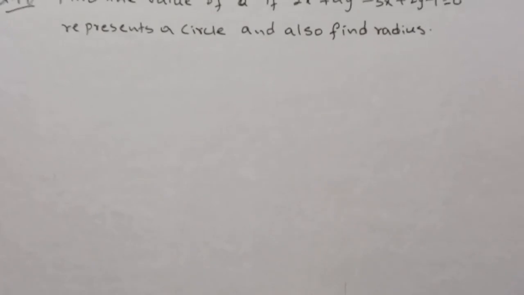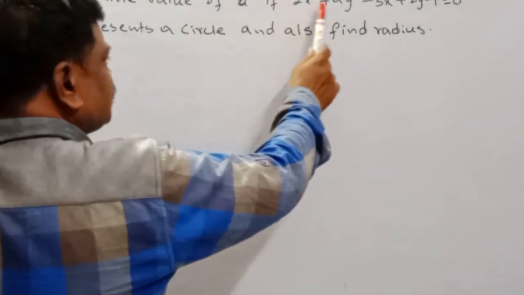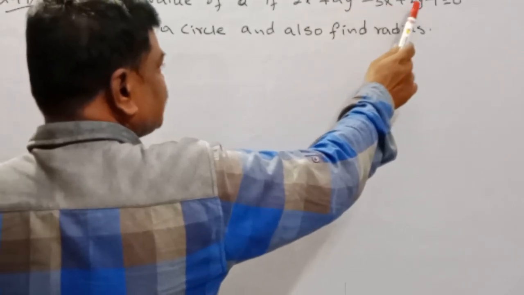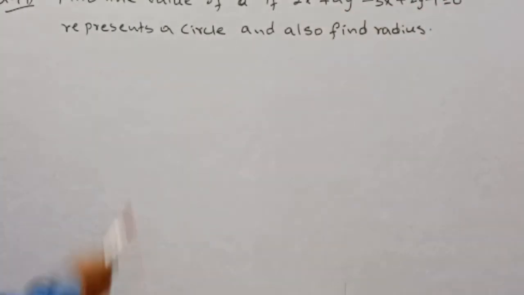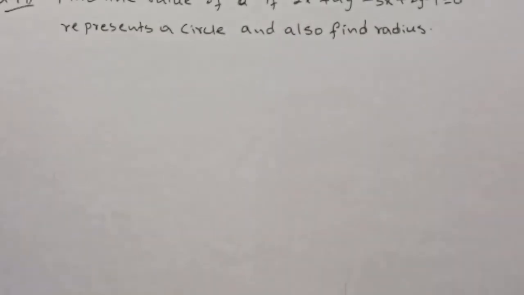Here we have one more problem from circles. Find the value of a, if 2x² + 2y² − 3x + 2y − 1 = 0 represents a circle, and also find the radius.